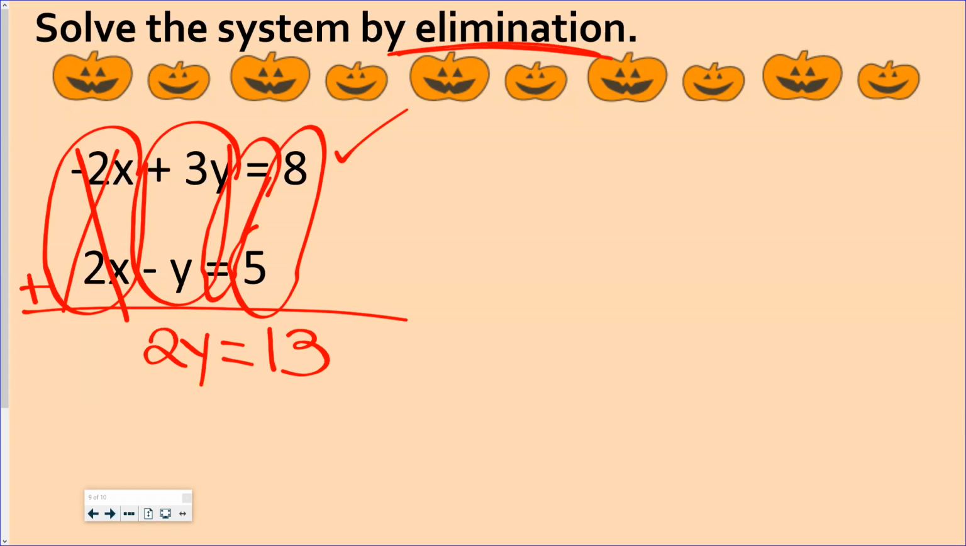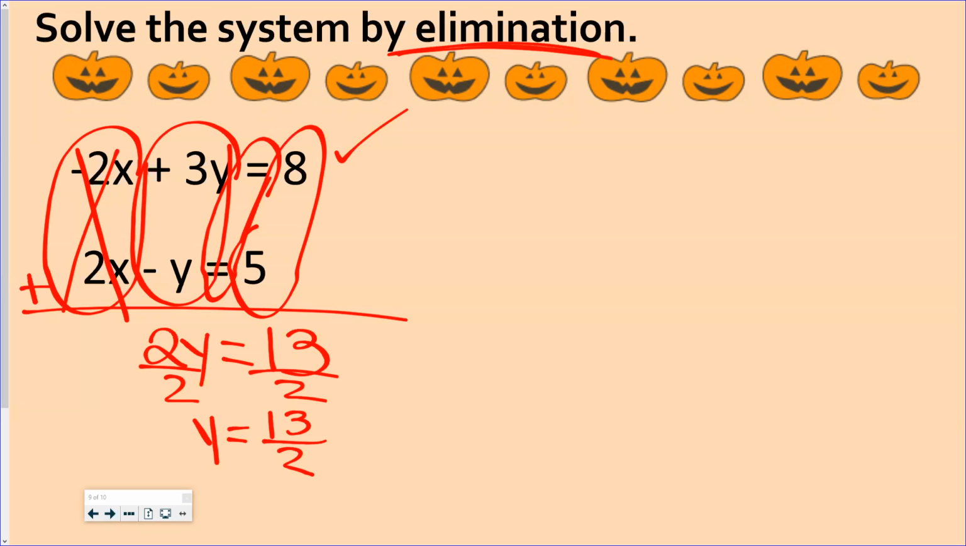Now I have one letter, meaning I did do elimination correctly. That right there tells me that I did this most likely correctly. So now I can go ahead and divide by 2, and I'm going to get y equals 13 over 2. If you want to get the decimal, that is perfectly fine, but I'm just going to leave it as the fraction. Again, I pick whichever equation I feel is easier for me.